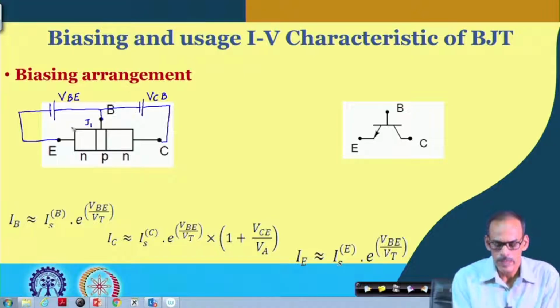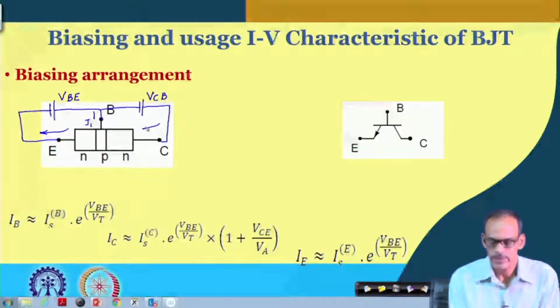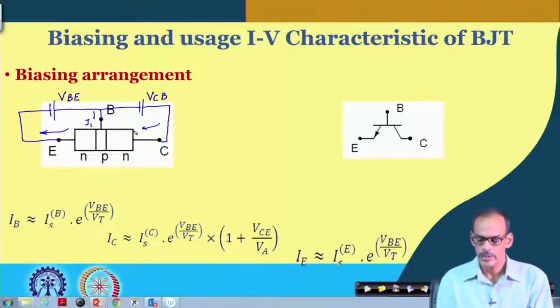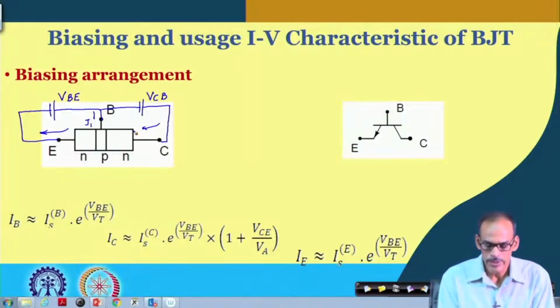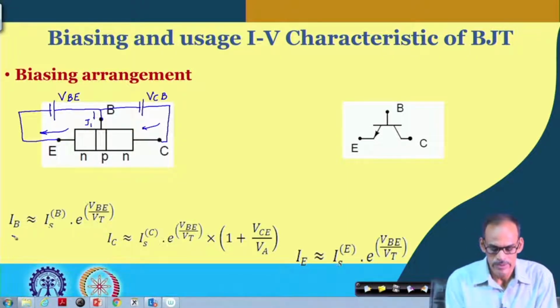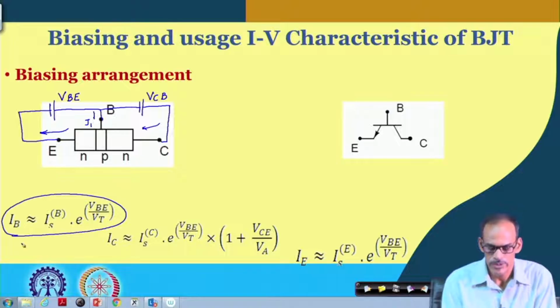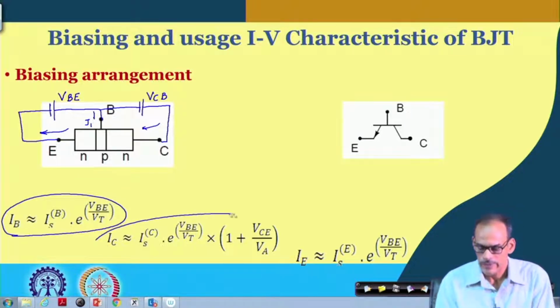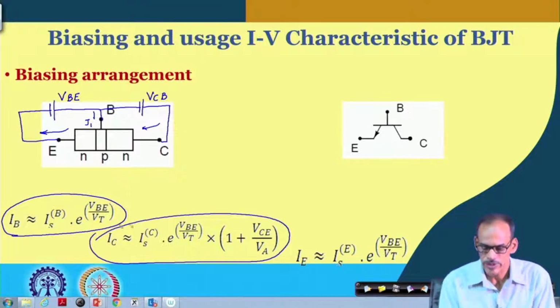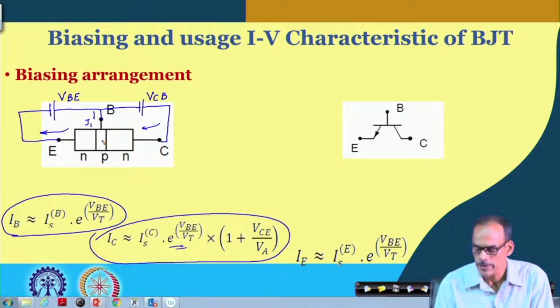And then of course, it is expected that there will be current flow: the terminal currents, the emitter terminal current and the collector terminal current. And the dependency of those currents, we have already said, is exponential, which is given here, and the collector current has an exponential dependency. In addition to that, there is some linear part that depends on this junction bias.